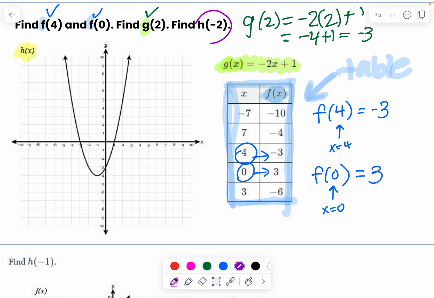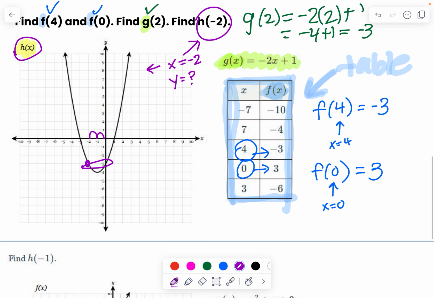Last thing is I said to find h of -2. H is our graph. When x, our input, is -2, what is y? So we start at the origin. Since x is -2, you go left 2 units and go down to the graph. So down 2 and look down to the graph, and that's right here. Y is equal to -3, or h of -2 gives us -3.